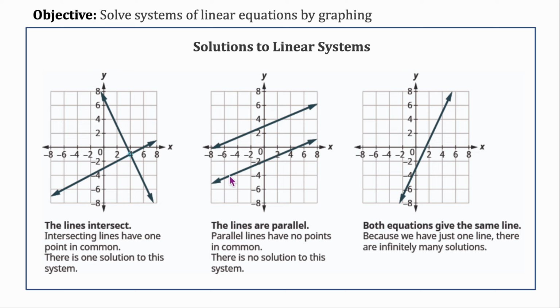If the lines are parallel, they do not cross, they have no points in common, so you would say there's no solution to this system. And then finally, if the lines are actually identical and they overlap, every point on that line would be a solution. So there are infinitely many solutions in that case.